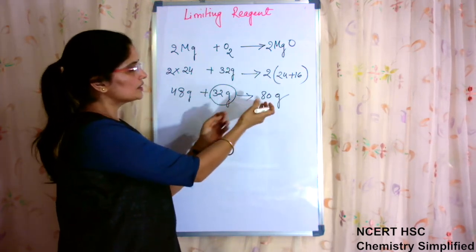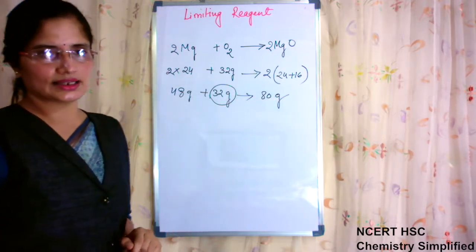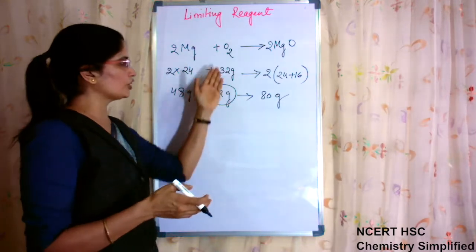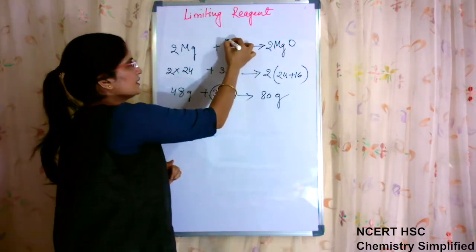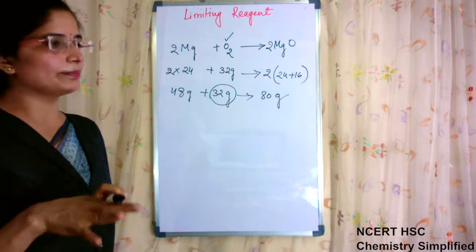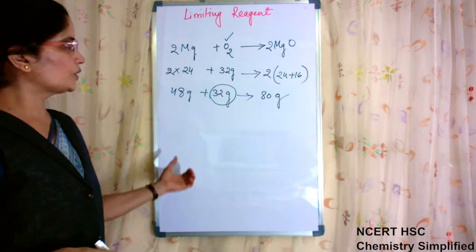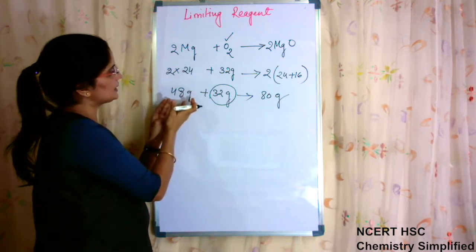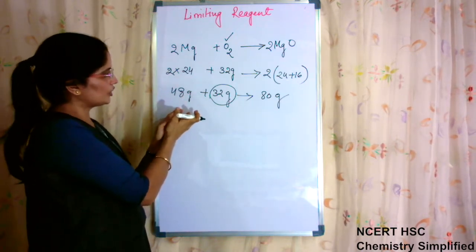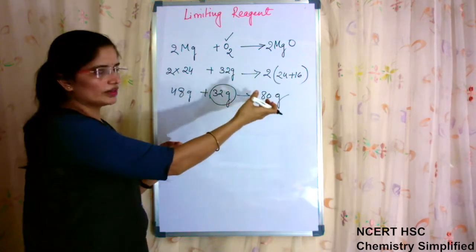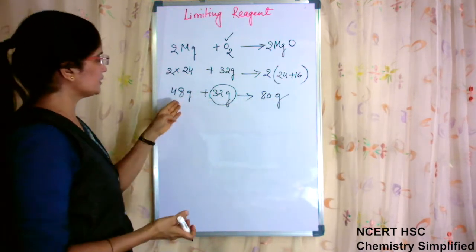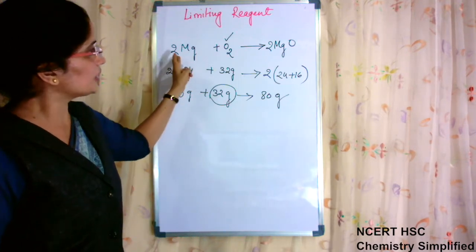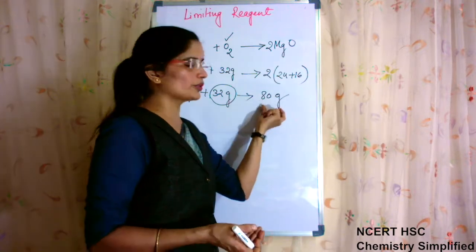So definitely the amount of product produced will be less than 80 grams. In this reaction, when the amount of oxygen is less, oxygen will act as the limiting reagent because it is limiting or stopping the reaction from converting fully into the product. Similarly, if magnesium is present at less than 48 grams, then also the amount of product formed will be less, because the two will combine not in the ratio of the balanced equation, and the amount of products will be less.